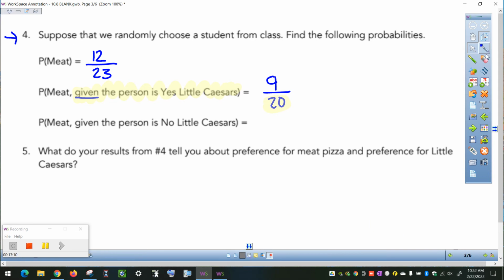Sometimes this freezes a little bit. I'm going to highlight this little portion again, that this given statement is telling us what our denominator would be.